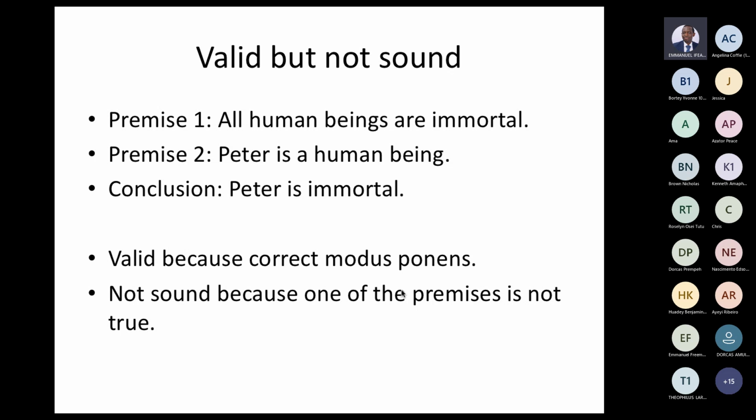So you will say the argument is valid because it is a modus ponens. But the argument is not sound because it is not true. So an argument could be valid, but not true. For an argument to be sound, it needs to be both valid and true.